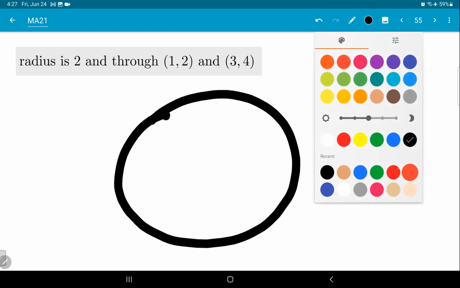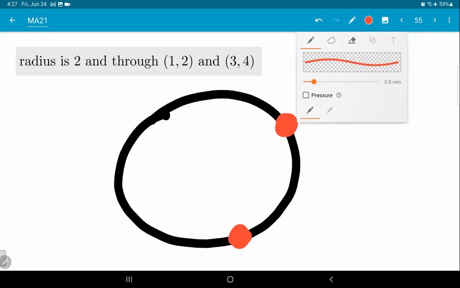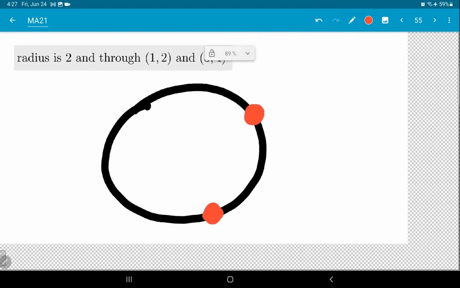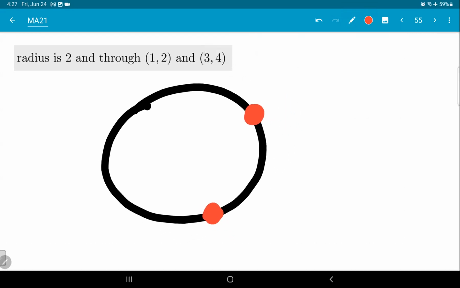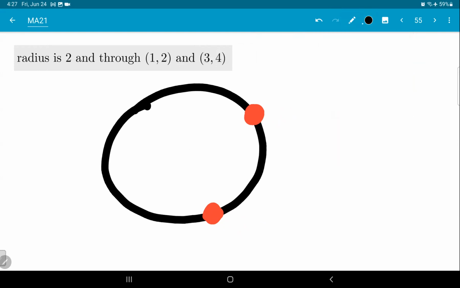So the points are (1, 2) and (3, 4). The radius is 2. Enter. Okay, the radius is 2.